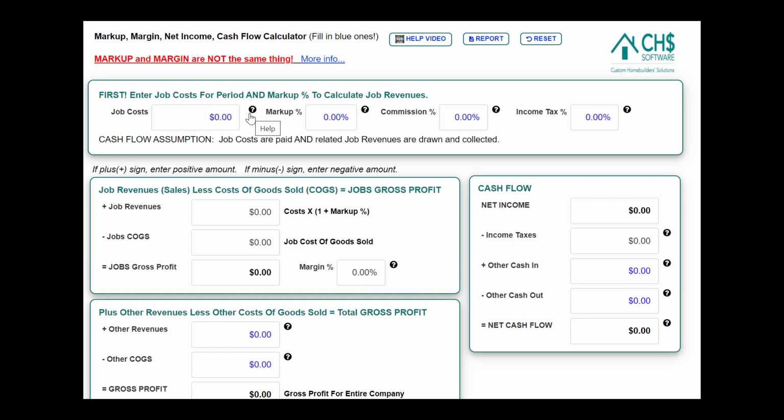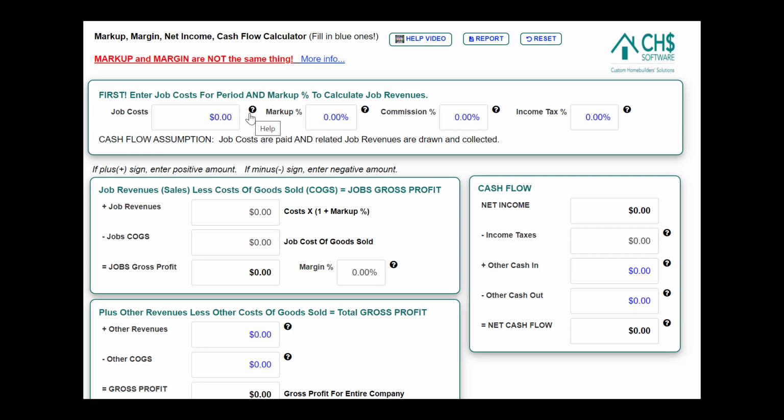And if you are a subscriber to CHS, there will, of course, be all sorts of fantastic financial tools to review your past year's data and averages to come up with amounts to enter into this calculator.